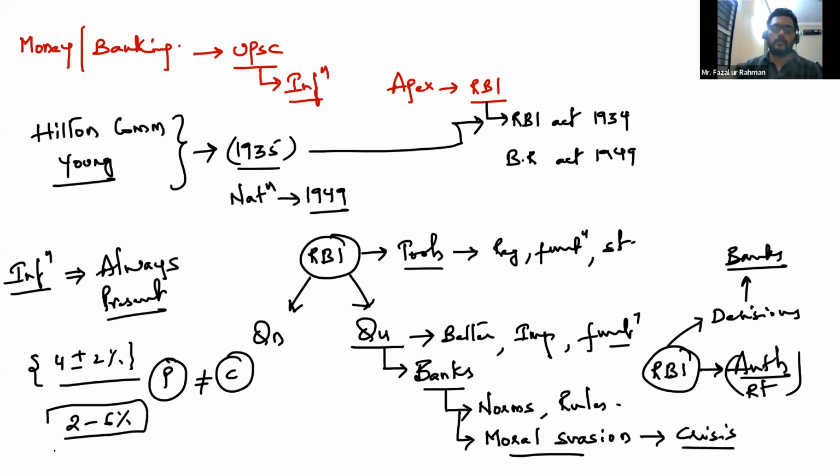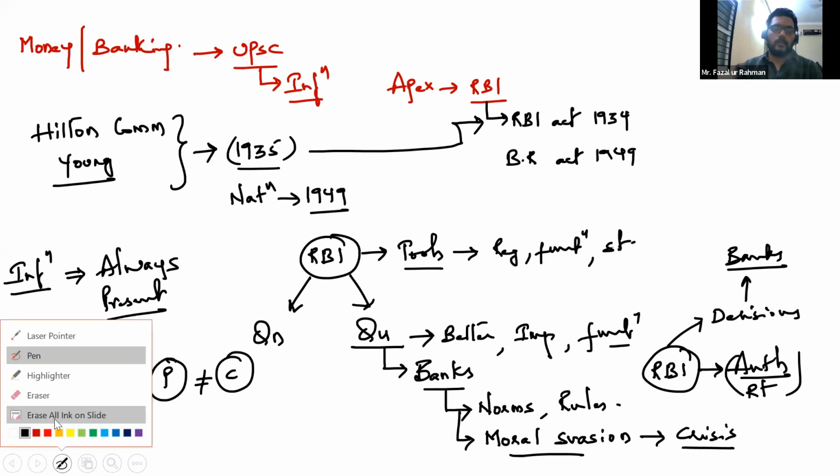So what is RBI doing here? RBI is trying to maintain the inflation between 2 to 6%. How it is maintained and how it is reduced, I will teach you in the coming days. Now, remember, moral suasion, all this will be part of this monetary policy committee.